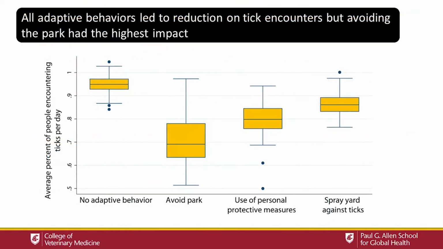And basically, what we found is that all the adaptive measures reduce the human tick contact rate, and avoidance behaviors were the ones that reduced it the most.